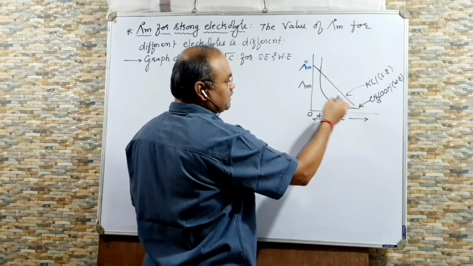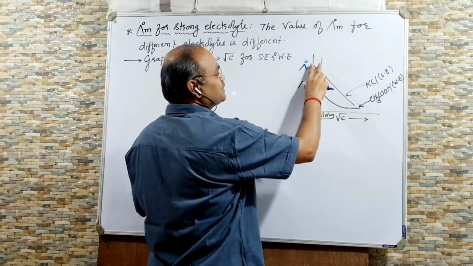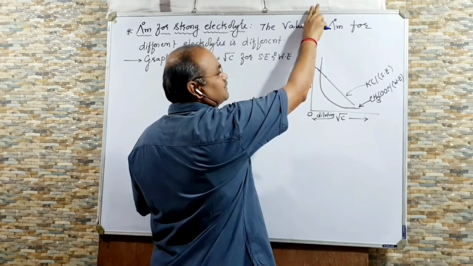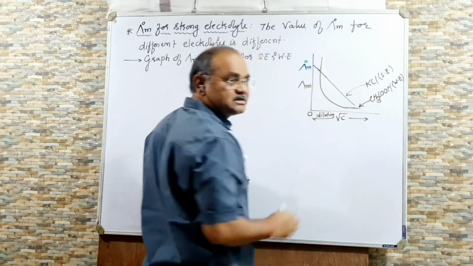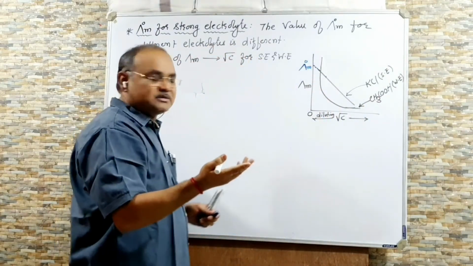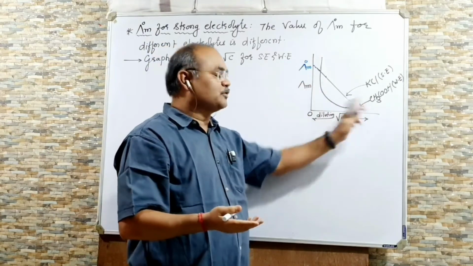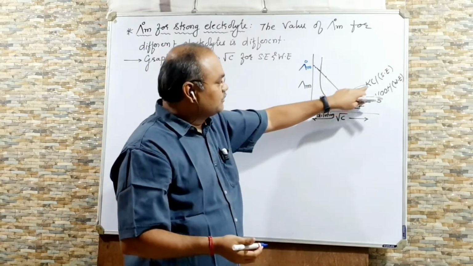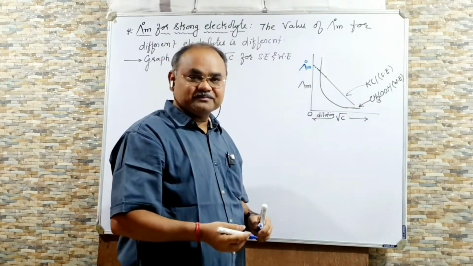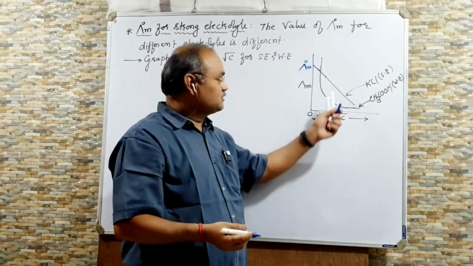But is it possible to extrapolate this graph? No. You can see both are going parallel. So there is no possibility of extrapolating a graph of weak acid, acetic acid. So it is not possible to determine the lambda m0 values for weak electrolyte. Experimentally it is not possible. For strong electrolyte it is possible. Clear? So this is important.